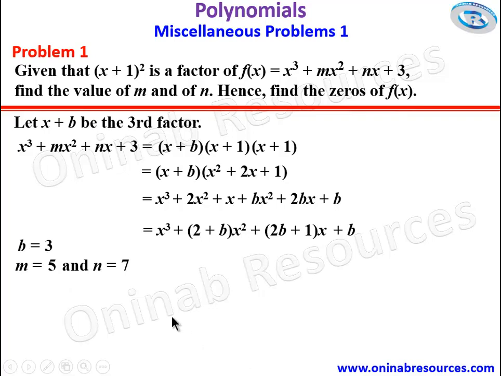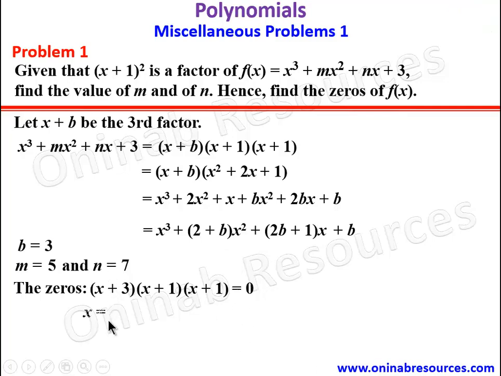So now that we've gotten the values of m and n, we can go ahead to find the zeros of the polynomial f(x). Since we've gotten the third factor to be x + 3, we have (x + 3)(x + 1)(x + 1) is equal to 0. Which means x is equal to negative 3 and x is equal to negative 1 twice. And that's the end of solution to problem 1.